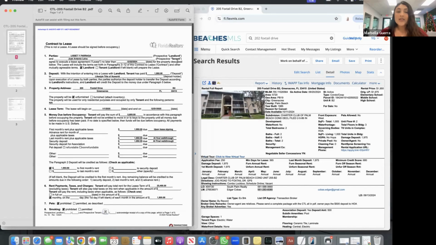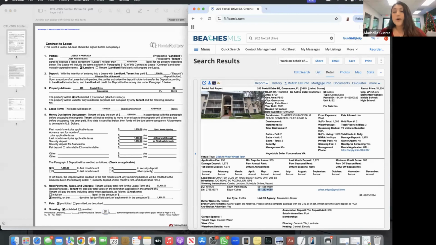the portion where it says the prospective landlord. So how do we find out who the landlord for the property is? We want to make sure that we're sending a complete offer when we're sending the contract to lease. So if you happen to not know, if Transaction Desk doesn't automatically populate it or fill it in for you, then you can look up on here where it says IMAP tax info.